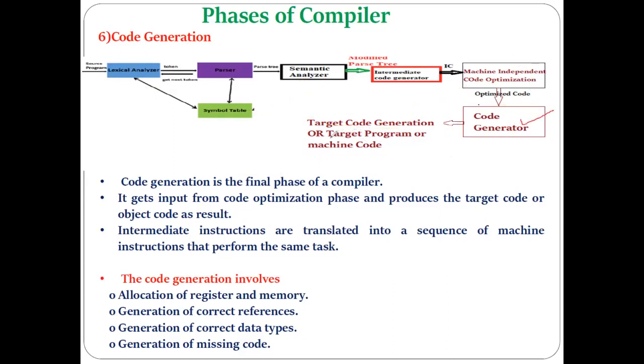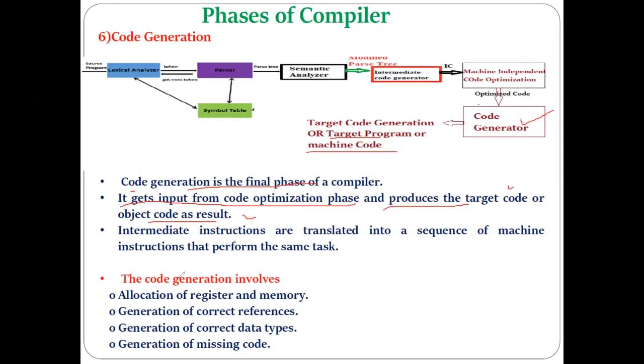Here I have mentioned generation of the target program, or the machine code, or the target code. Understood? As the final phase of the compiler, it has to generate the code in machine code format. Code generation is the final phase of the compiler. It gets the input from the code optimization phase and produces the target code or the object code as a result. So it takes the optimized code as input and produces the target code, object code, or machine code as the final result.